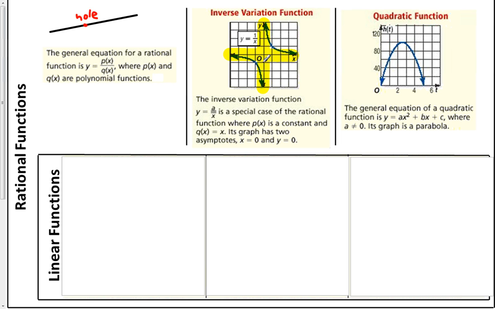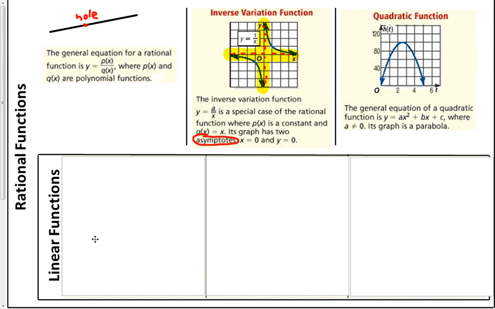Other ones, like this one here, where you have it approaching a certain value, both in the x and the y, is going to have the asymptotes. So asymptotes and holes are both ways to recognize rational functions where we have something going on in the denominator. A quadratic has nothing in the denominator but has an x squared term in it.